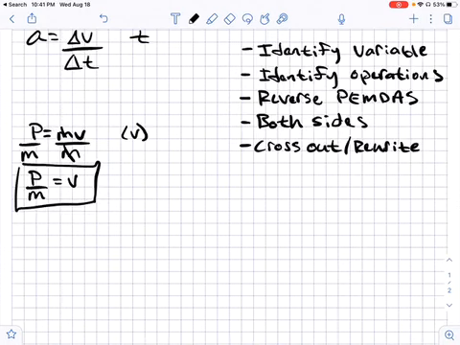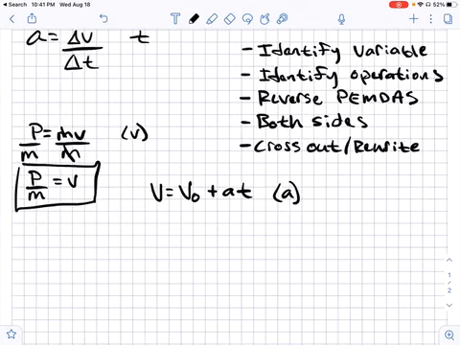And here's another example. Let's say we have v is equal to v subscript, it looks like an o, we call that v naught, plus at. And let's say that the variable that we're going to solve for is a. And so we've identified our variable that we're going to be solving for. Now let's look at the operations.